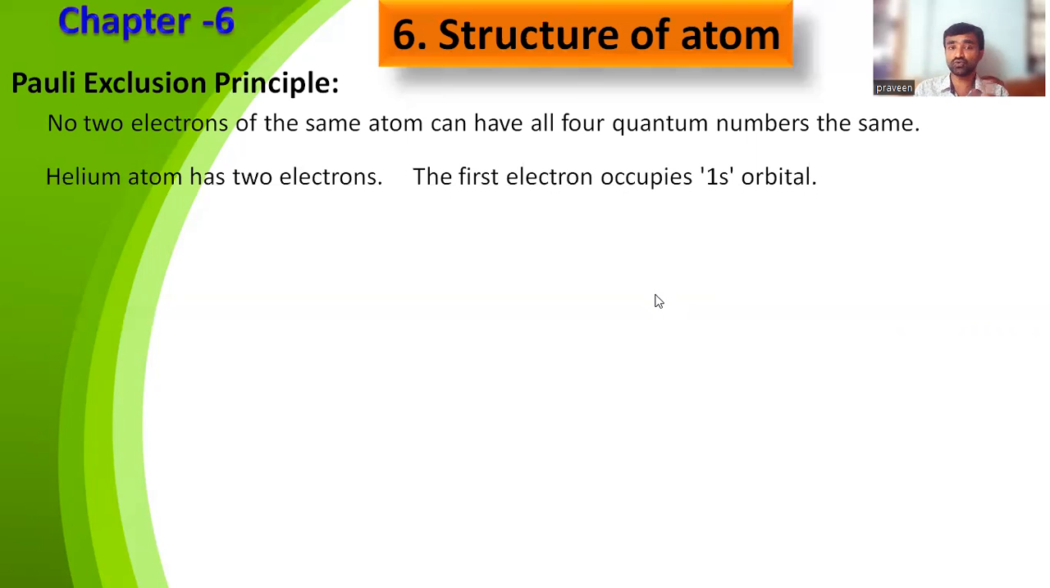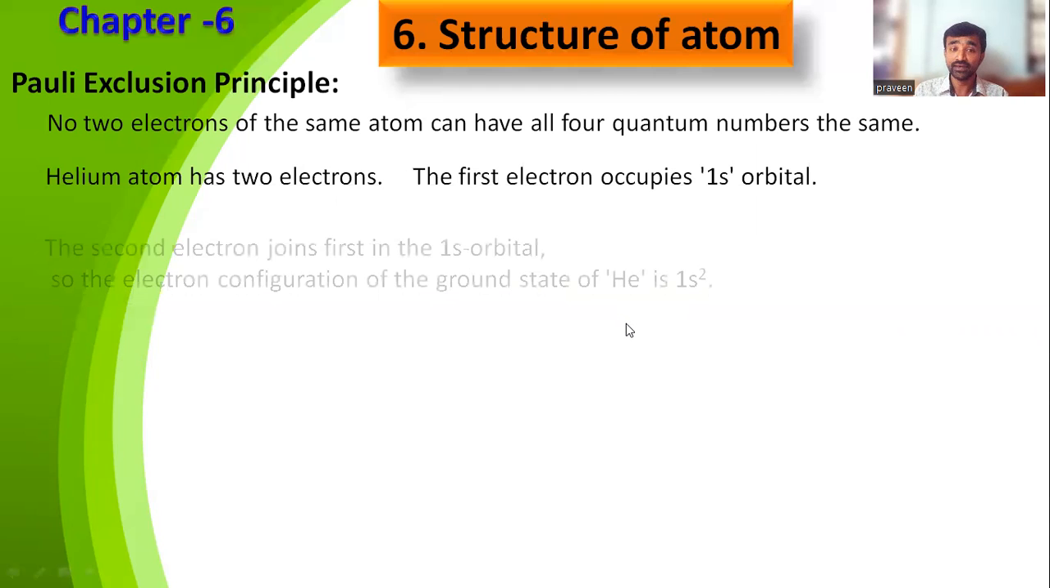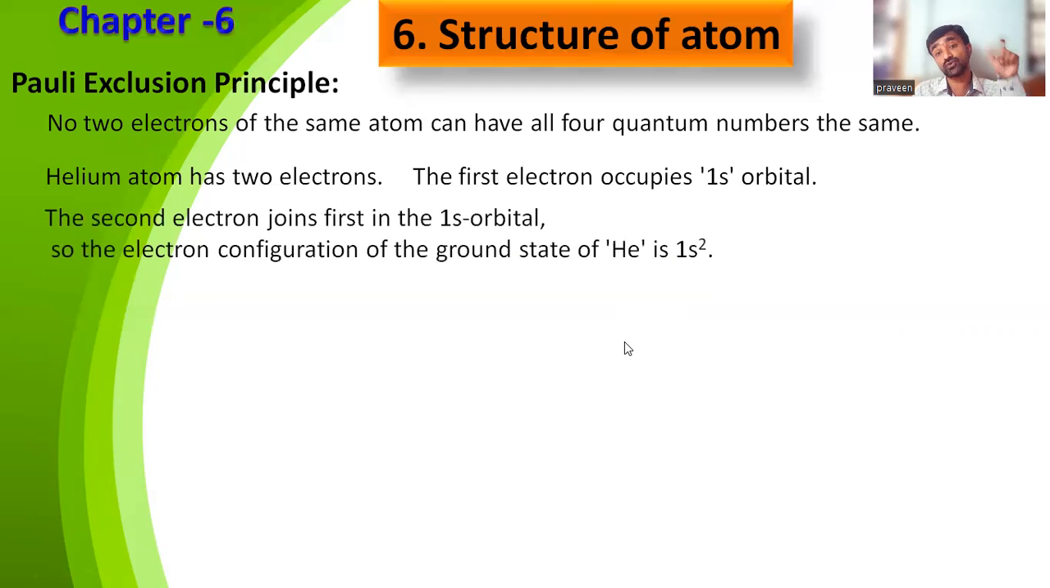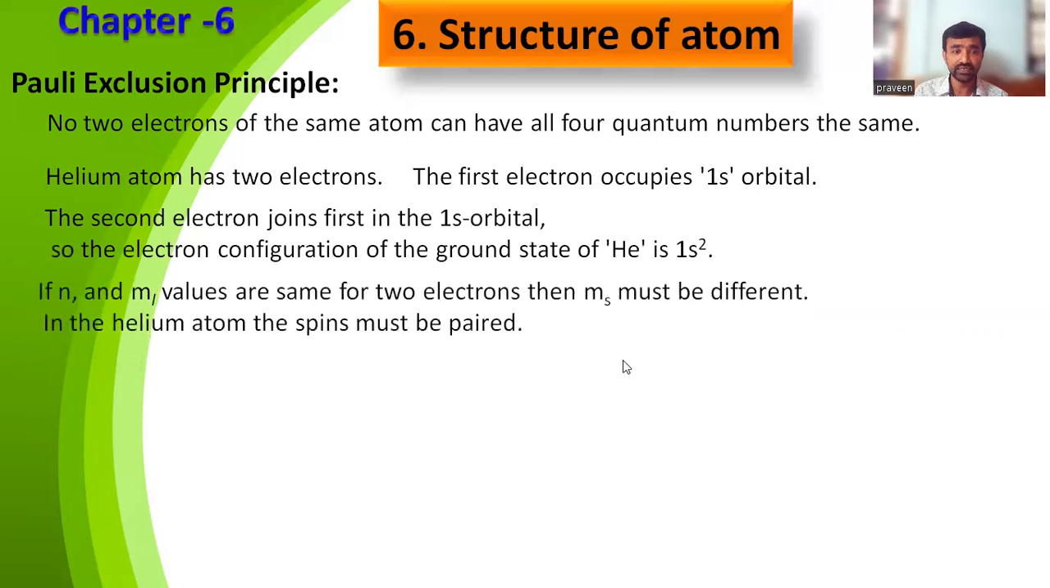So the helium atom has 2 electrons. The first electron occupies the 1s orbital. Then the second electron also joins the 1s orbital, so the electronic configuration of helium is written as 1s2. For these electrons, the three quantum numbers n, l, ml may be the same, but they must differ in the spin quantum number, ms.